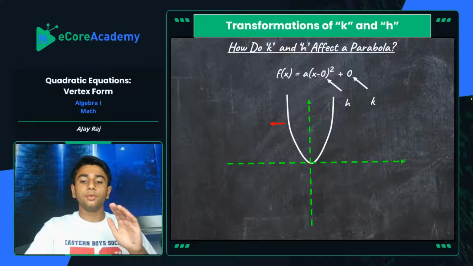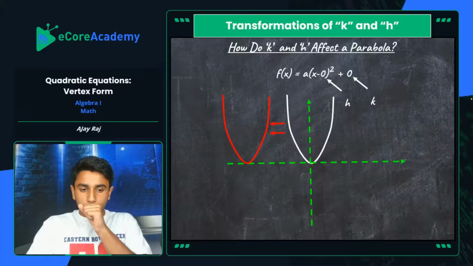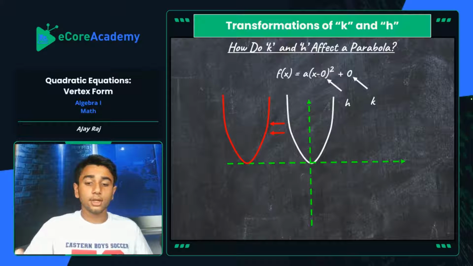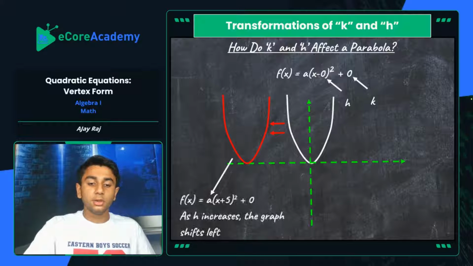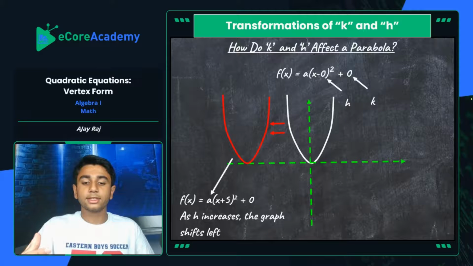So what if we wanted to move this parabola to the left? We wanted to shift all of its points to the left, including its vertex, and create a new parabola just like this, the red one. We didn't stretch it out or anything. It's just the same parabola, just shifted. So in order to do so, our new equation, since we shifted it left, is going to be f of x equals a times x plus 5 squared plus 0.